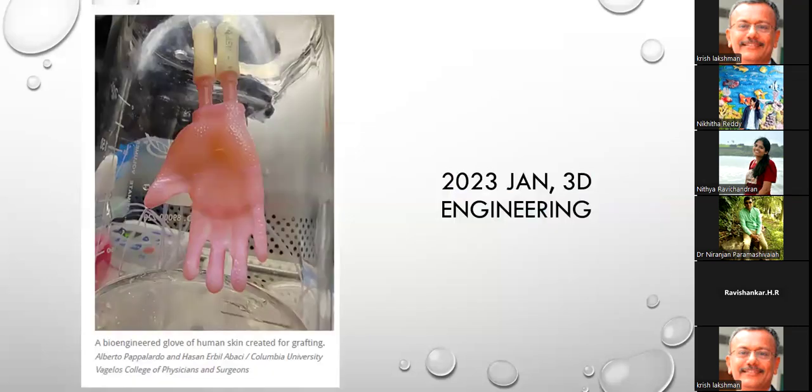This is one example of a bioengineered glove of human skin. It is created for grafting. So this is all skin which is made from tissue engineering. It's 3D printed.